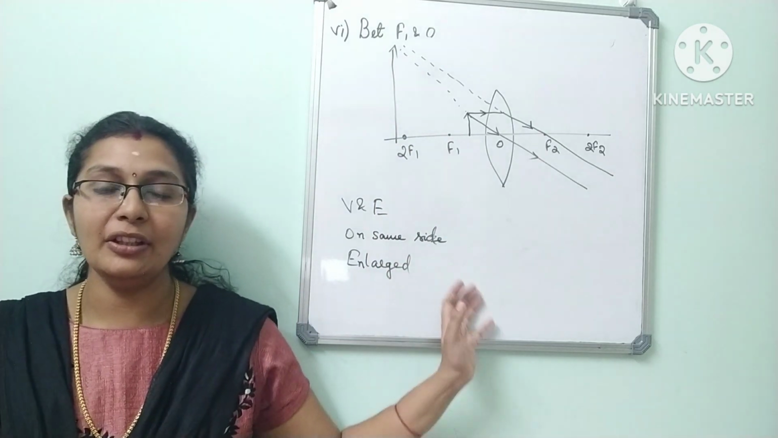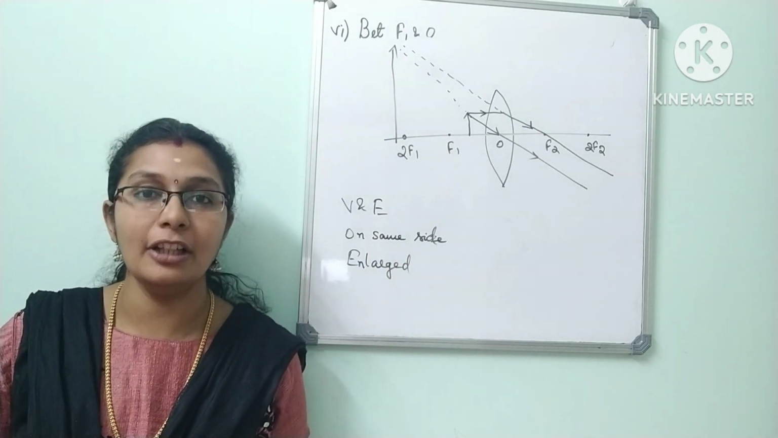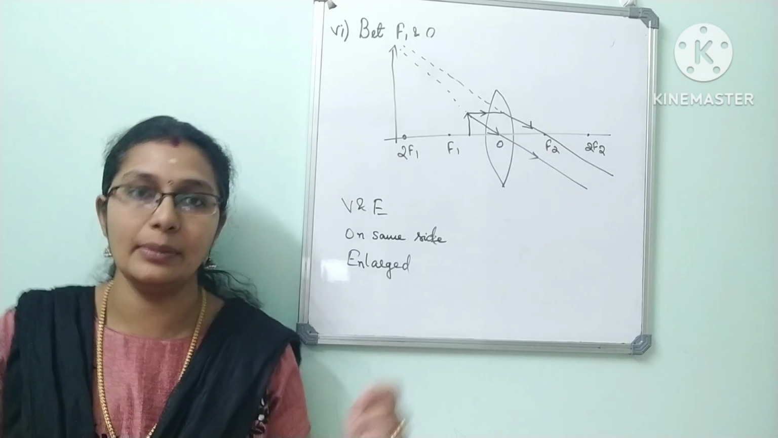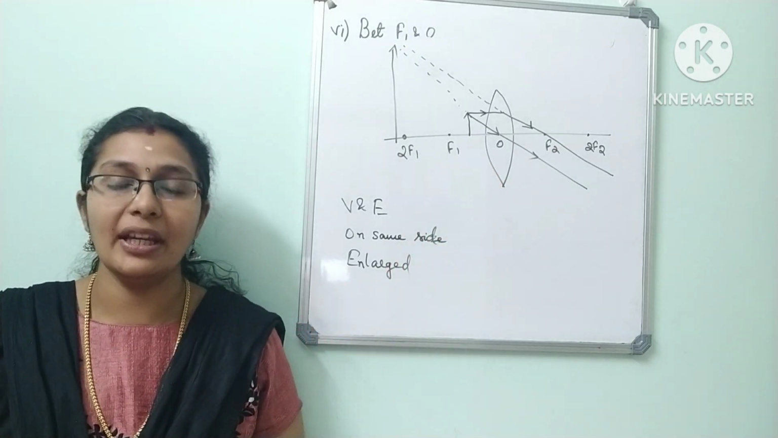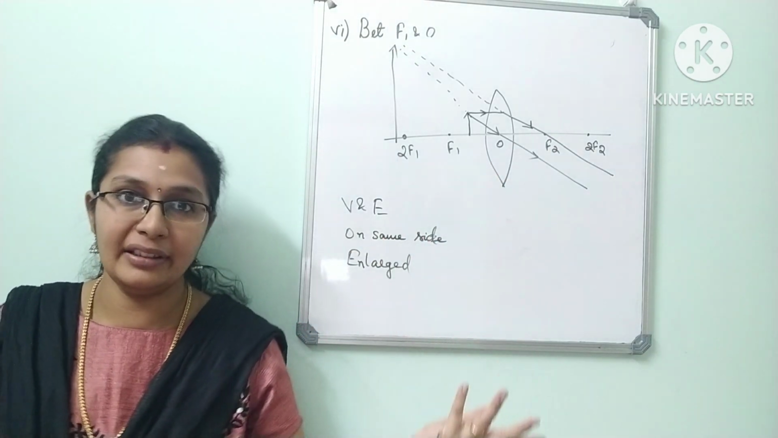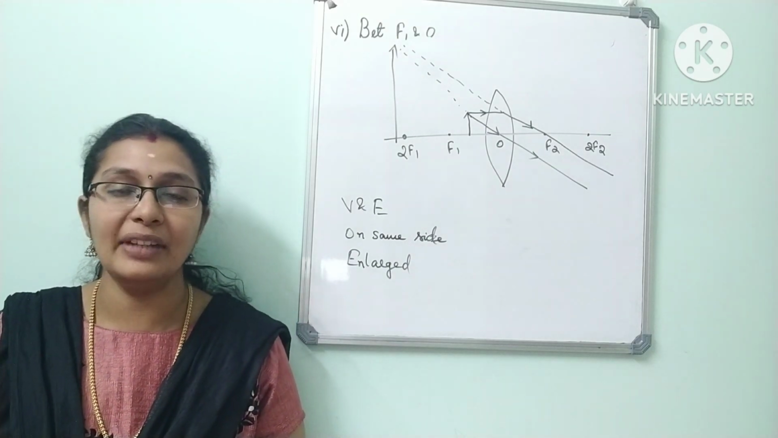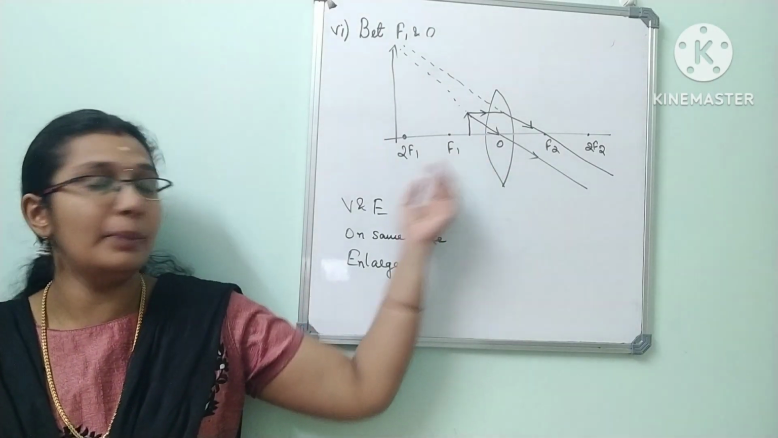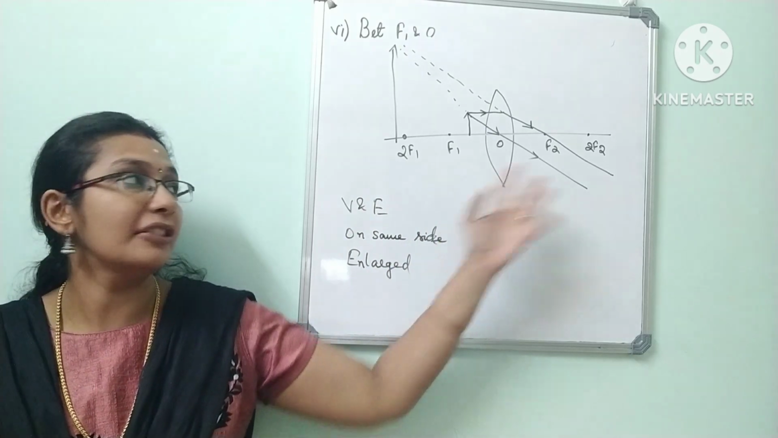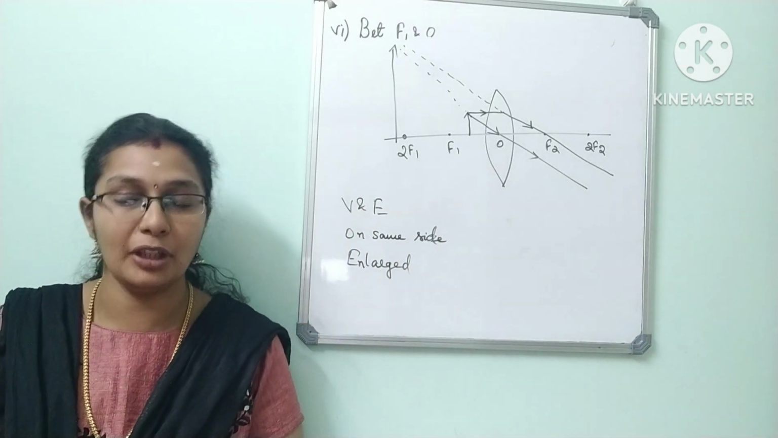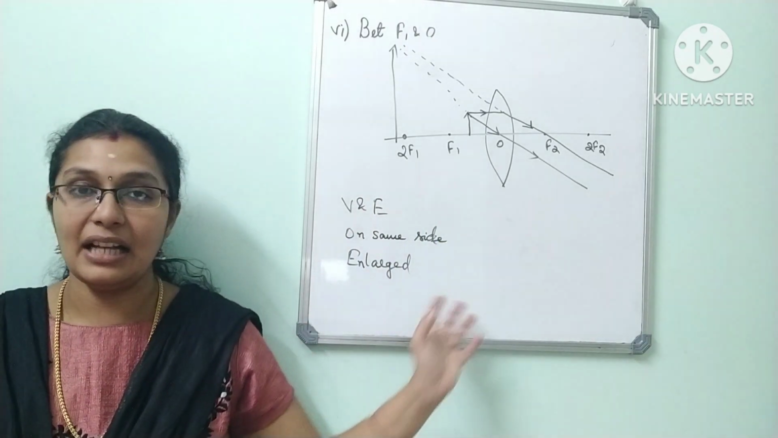Clear? So when you compare this with a concave mirror, you will find all the cases are quite similar except the points. In mirrors we have reflection, so the image will be formed here. Here it is refraction, so the image will be formed on the other side, except the last case.